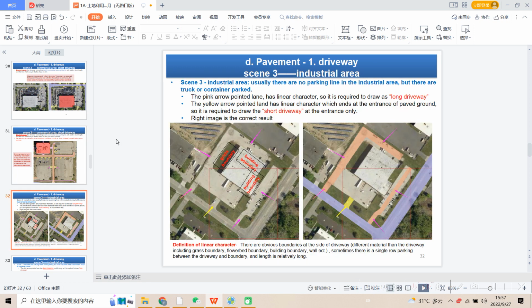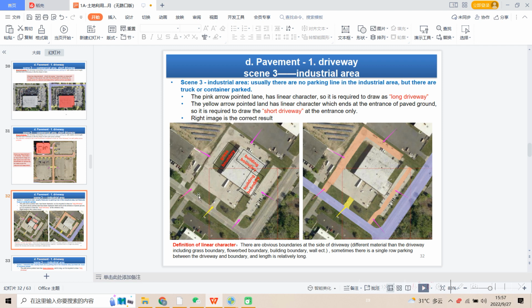And for the industrial area, usually in the industrial area, there are no parking lines, but there are trucks or containers parked. So the pink arrow pointed line has linear character, so it is required to draw as long driveway. So let's take an analysis of how this has a linear character.